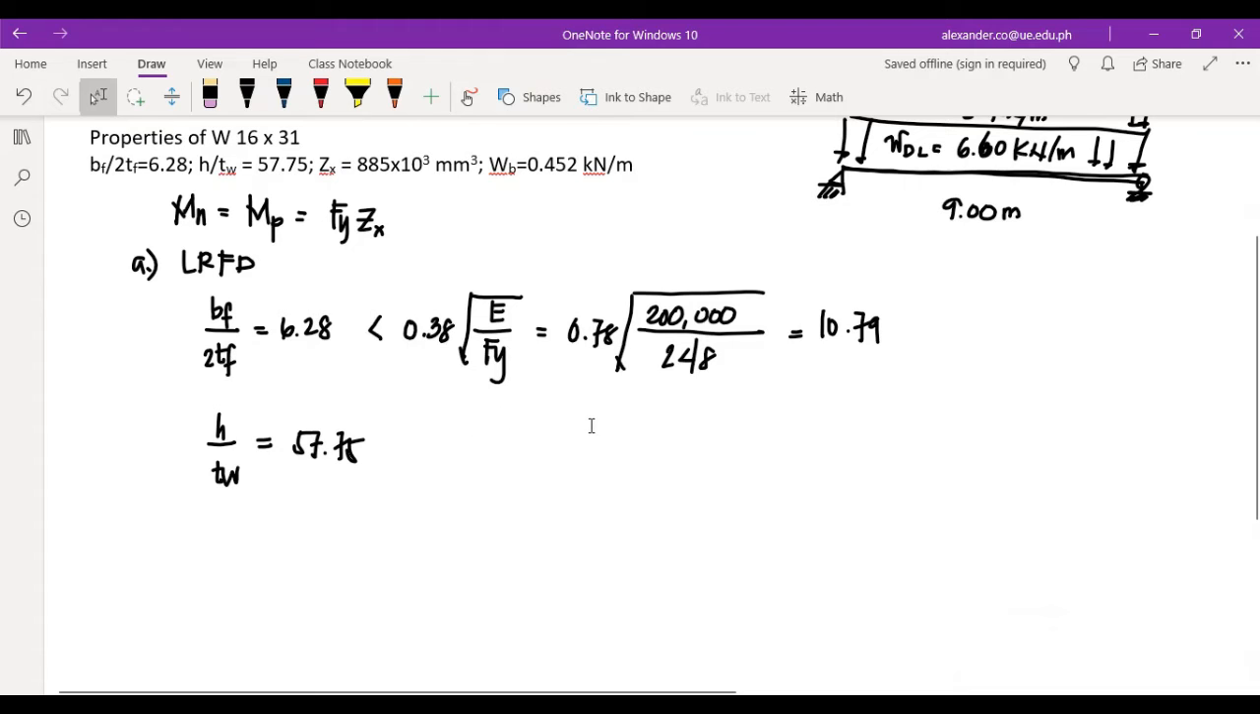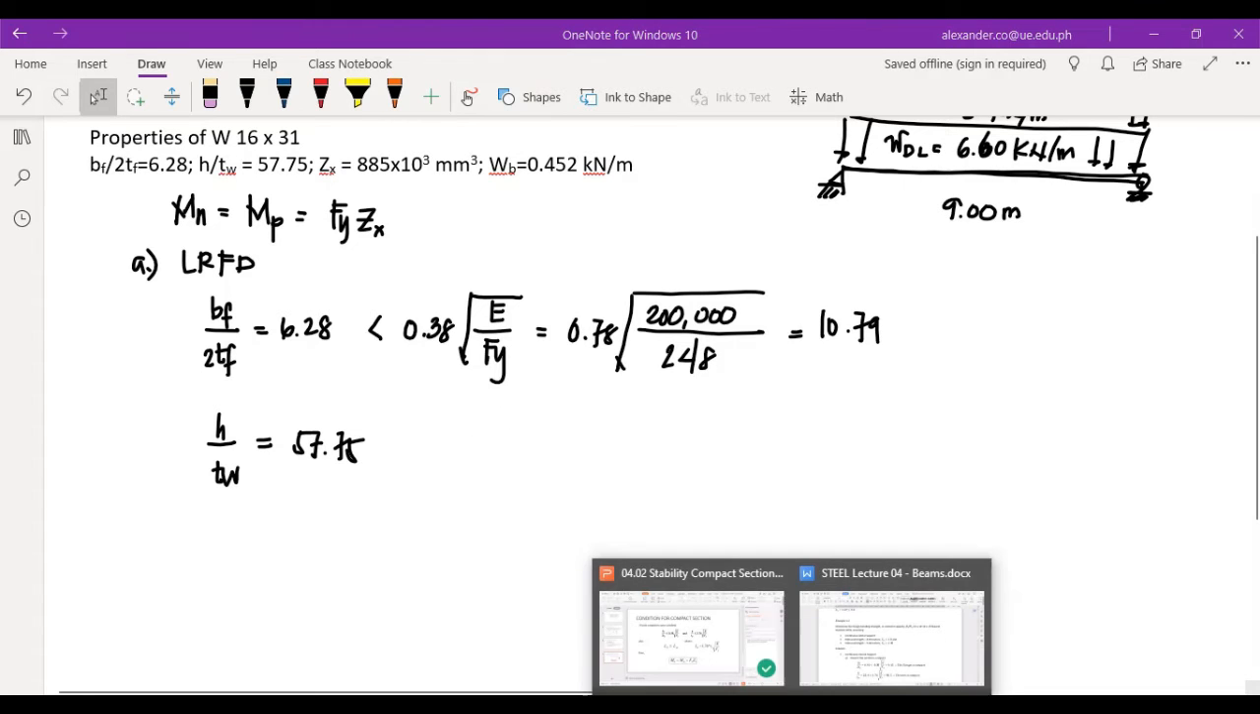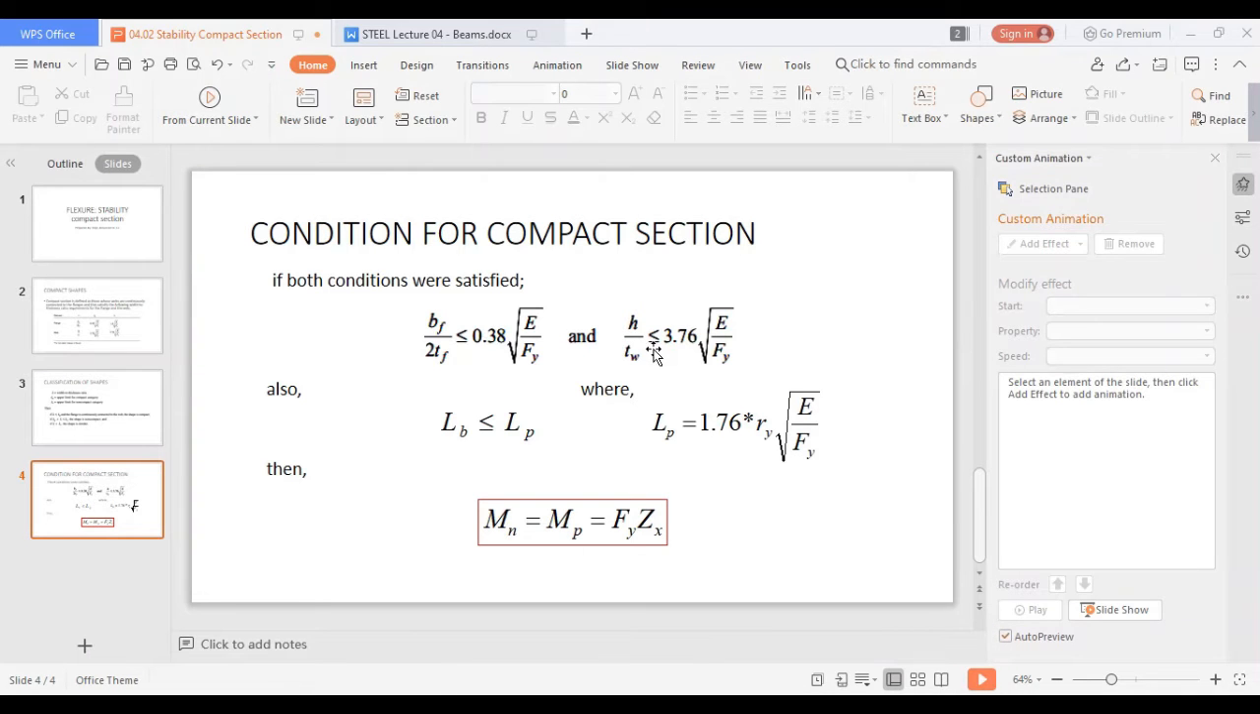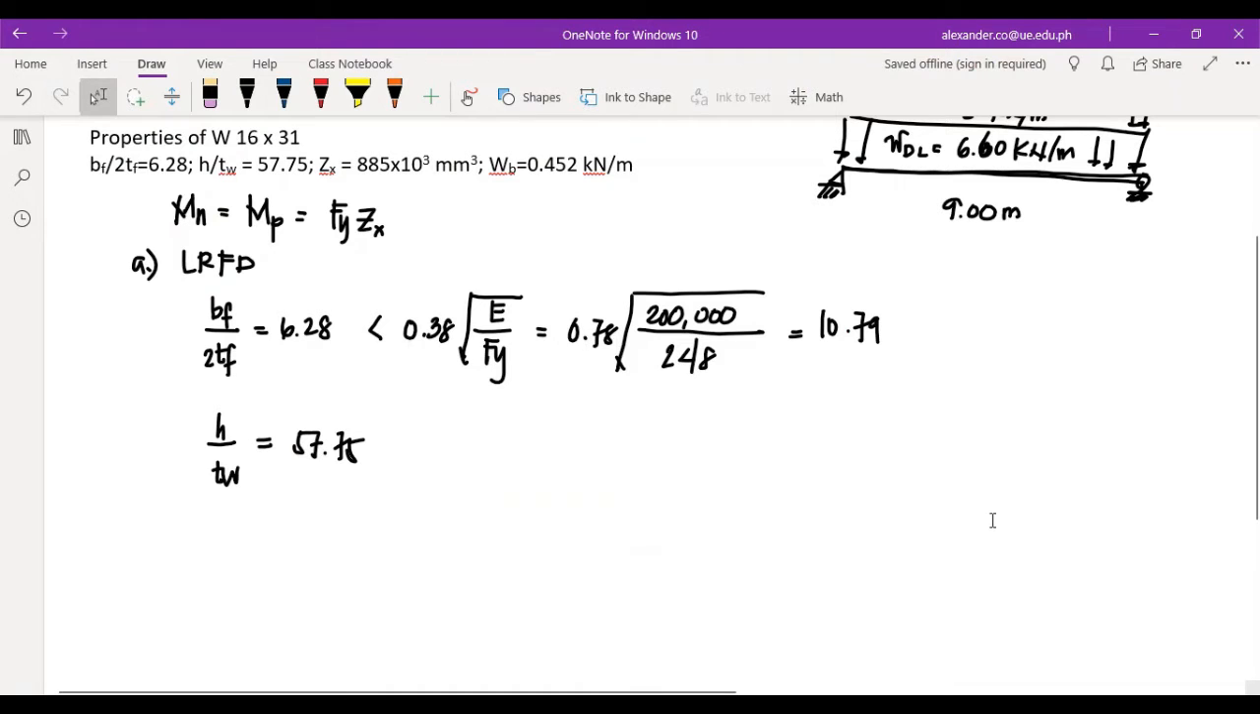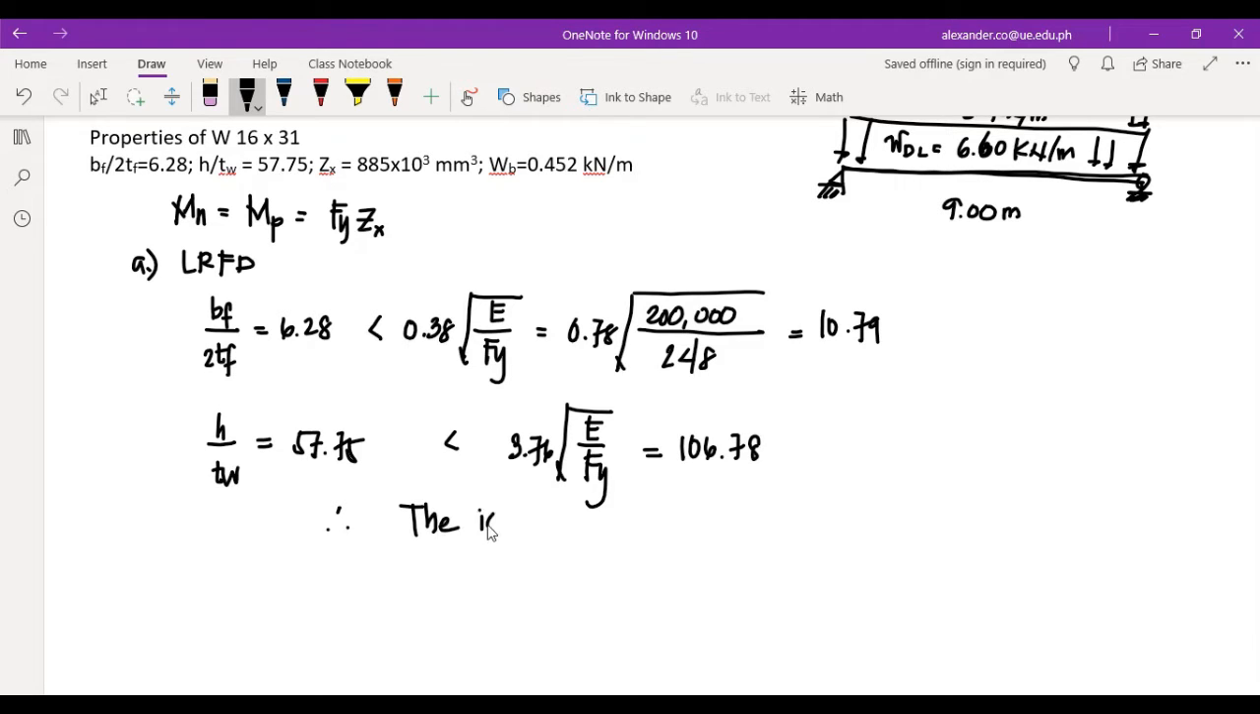57.75. And i-compare natin siya saan? Tingnan nga natin dito. So, it's 3.76. No? So, i-compare mo sa 3.76 also, it's square root of E over Fy. Ilan yan? So, compute lang natin. I'll pause a little while. The answer is 106.78. So, therefore, the section is compact.